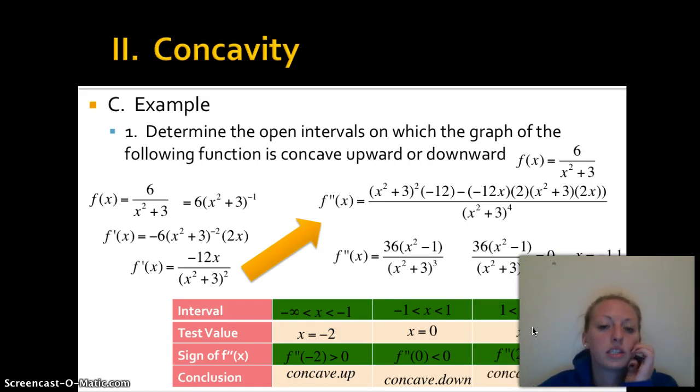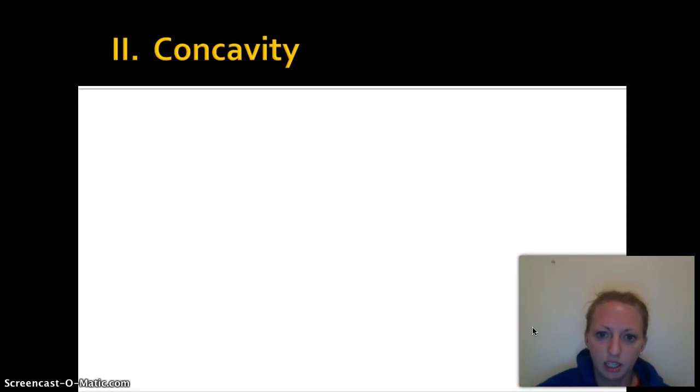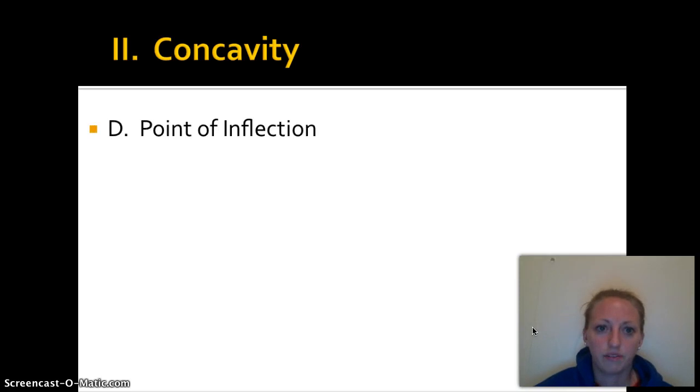So you're just using the second derivative now to find concavity. This part is not on your homework, but I do give you classwork problems at the end. So the part for your homework was just the first derivative test. Okay, last thing, point of inflection.